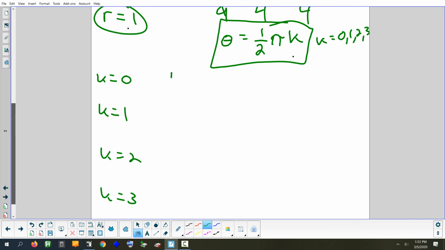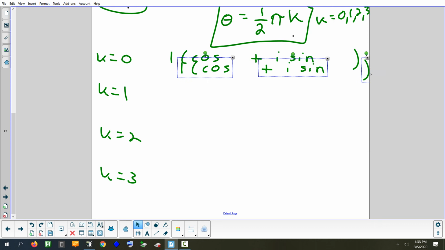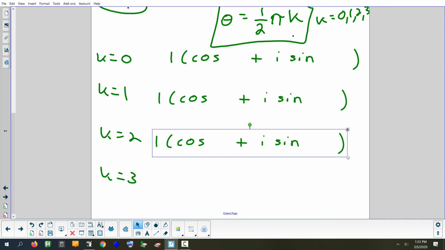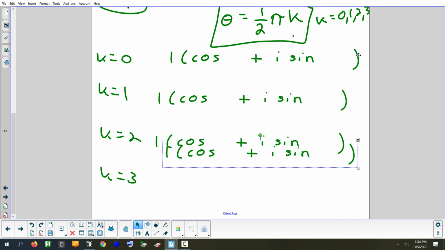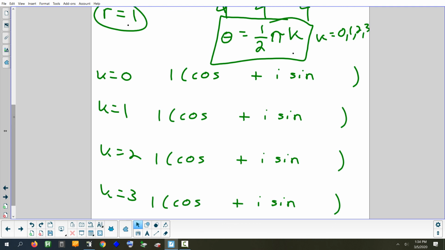1. So let's write 1 cosine theta plus i sine theta. I'm going to copy that 4 times. Might have been faster, right? 1, 2, 3, and 4. Now, we're going to fill our angle in for each one of them. Start with 0. What's 0 times half pi? Or if you want to think of it as, just multiply this out. 0.